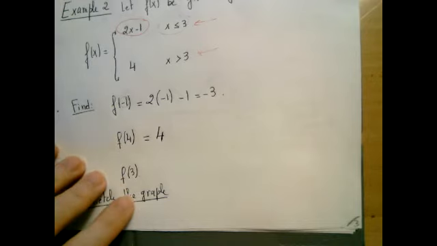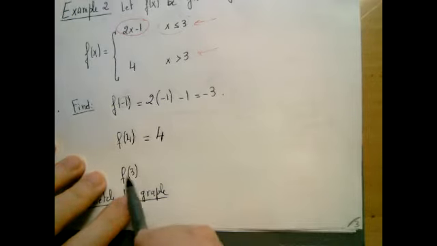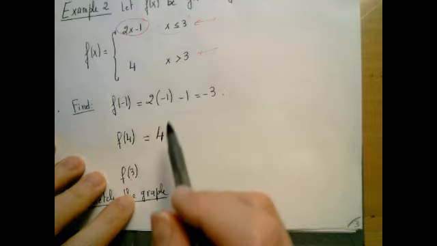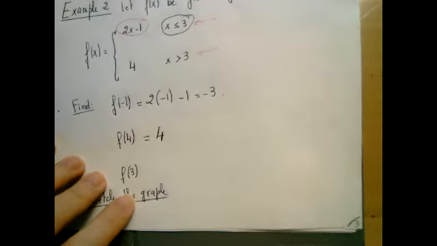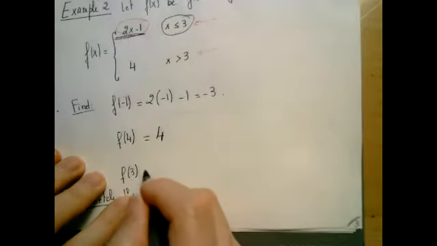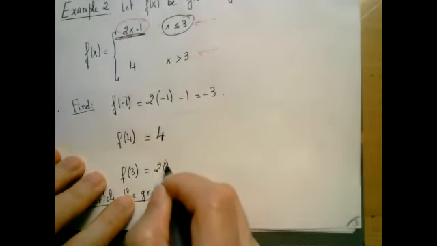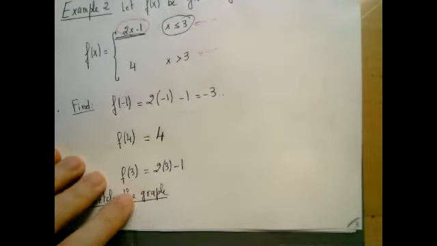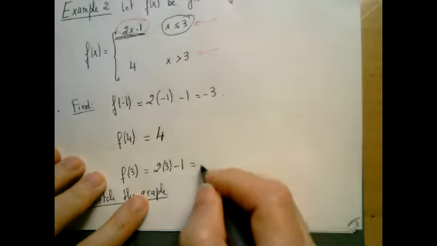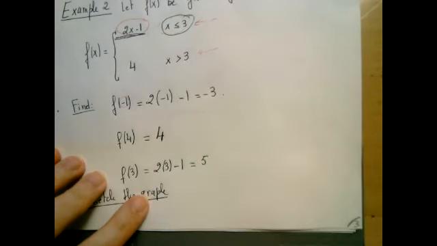Now, what is f of 3? Okay, f of 3. Which condition is satisfied? The condition it satisfies is this one. So the output at 3 follows this formula. It means 2 times 3 minus 1, which means 6 minus 1, which is equal to 5. So that's how we read a piecewise defined function.